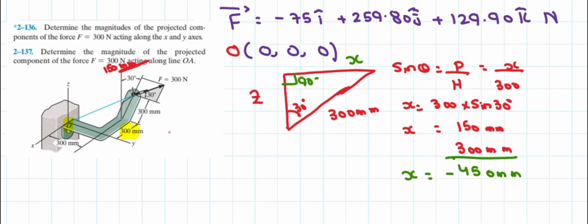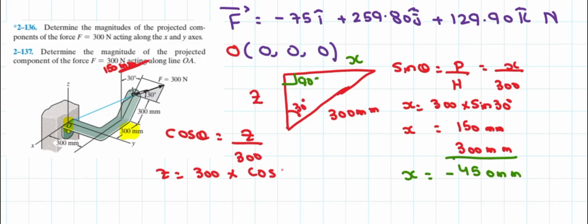So for that, apply the cos theta here. We know that cos theta is equal to base upon hypotenuse. The base in this case is nothing but the z, and the hypotenuse is nothing but the 300. So z is equal to 300 into cos of theta, and the theta in this case is nothing but the 30 degree. So 300 into cos 30 degree is equal to 259.80 millimeter. This z displacement basically lies vertically upward, so that's why it is the positive z, which is equal to 259.80 millimeter.